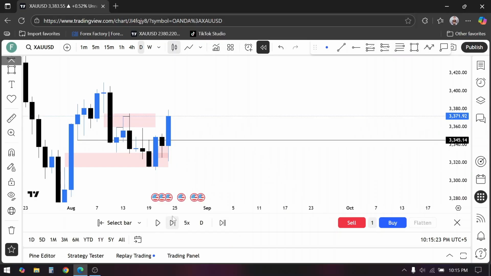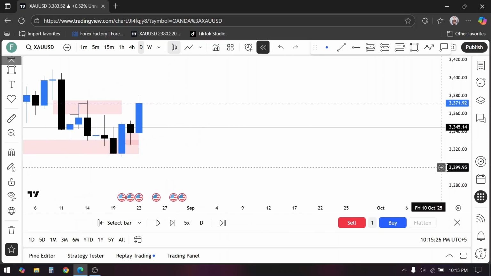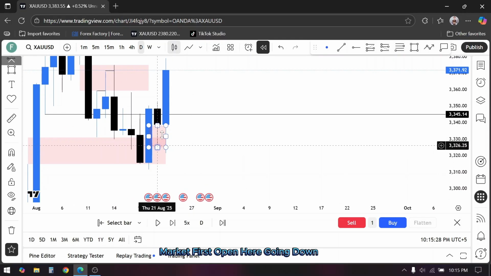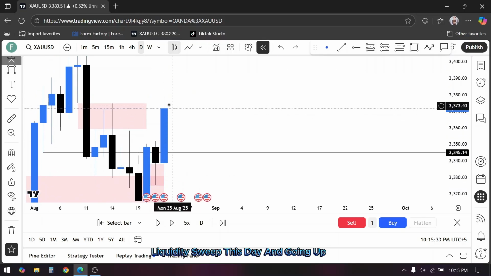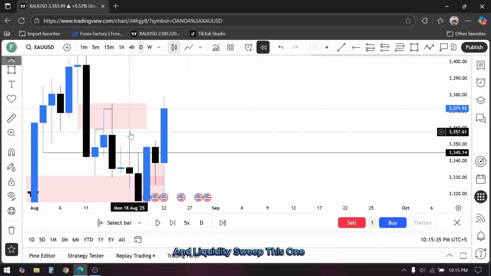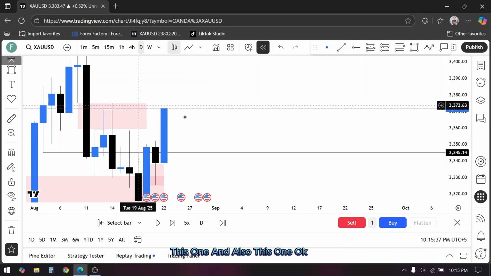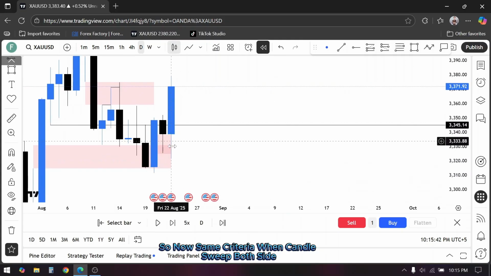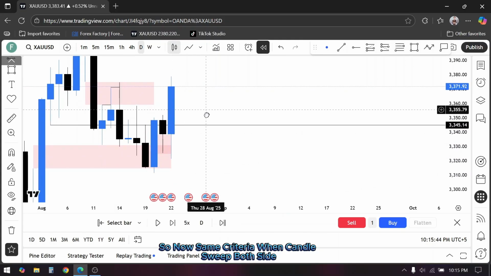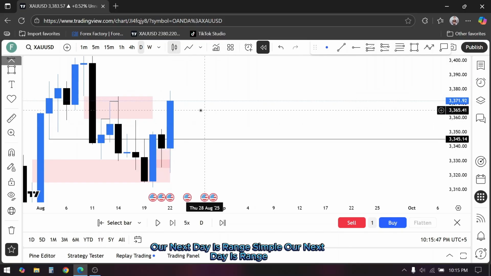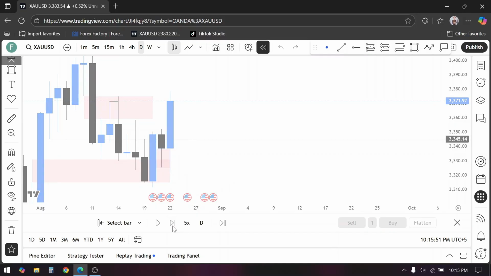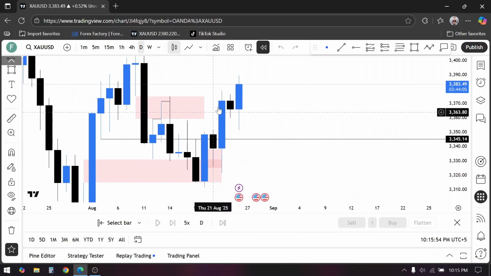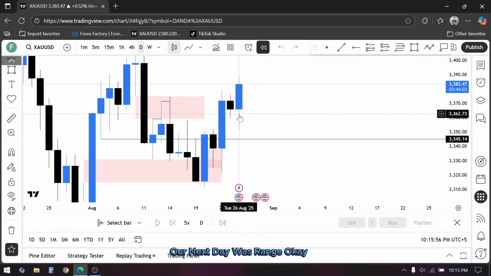See, market first opens here going down, liquidity sweep this day and going up and liquidity sweep this one and also this one, okay? So now same criteria, when a candle sweeps both sides. So what is our next day? Our next day is range, simple. Our next day is range. See, our next day was range, okay?